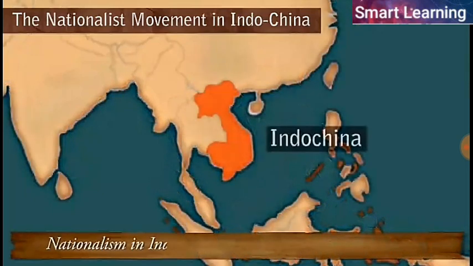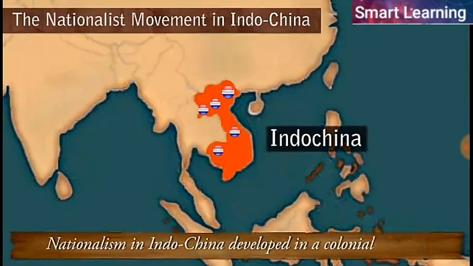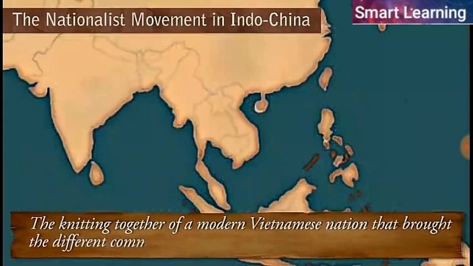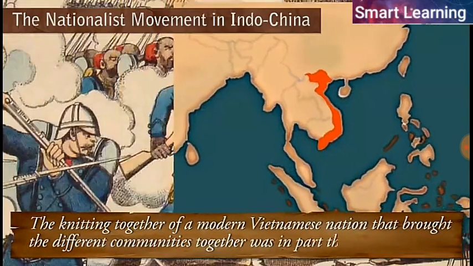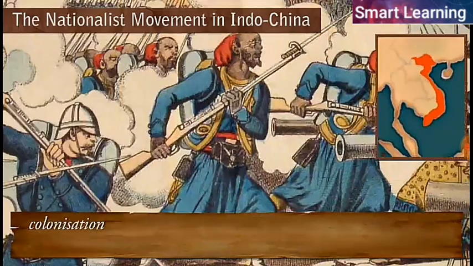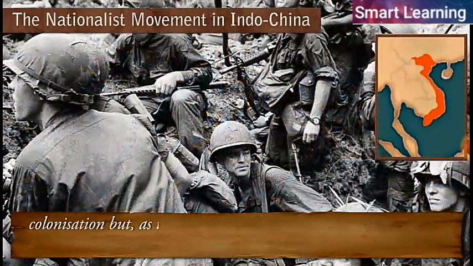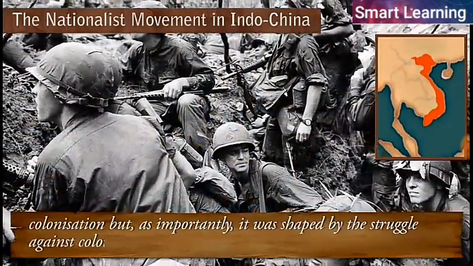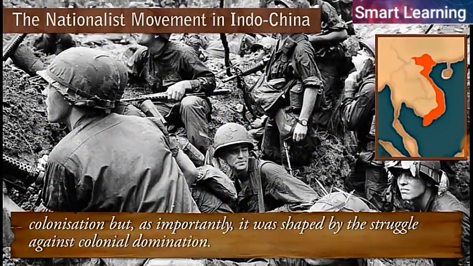Nationalism in Indo-China developed in a colonial context. The knitting together of a modern Vietnamese nation that brought the different communities together was in part the result of colonization. But as importantly, it was shaped by the struggle against colonial domination.